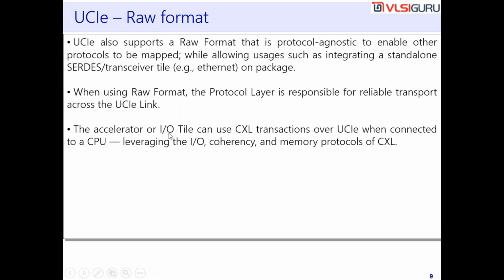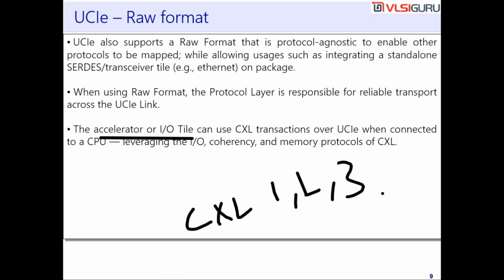Similarly, accelerator or IO tile. What is the accelerator IO tile we are talking about? I was telling you, CXL has different types of devices: type 1 device, type 2 device, type 3 device. One of them is an accelerator type, one of them is an IO kind of device. That's what they're calling the tile.